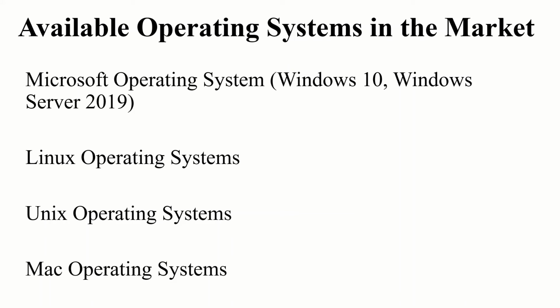First is the Microsoft operating system, Windows 10. Right now the Windows 10 2004 version, from 2020, is the latest one available in the market. Another one is Linux: Red Hat Linux is available, Ubuntu is available, SUSE Linux is available, lots of versions are available. Unix operating systems are also available, and the Mac operating system is also available in the market. For Mac we have separate hardware.